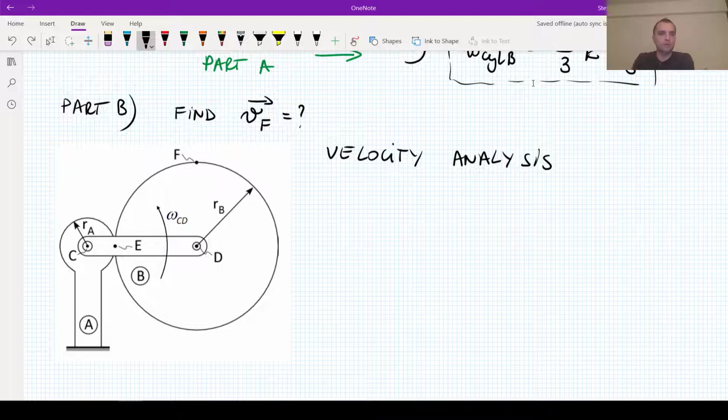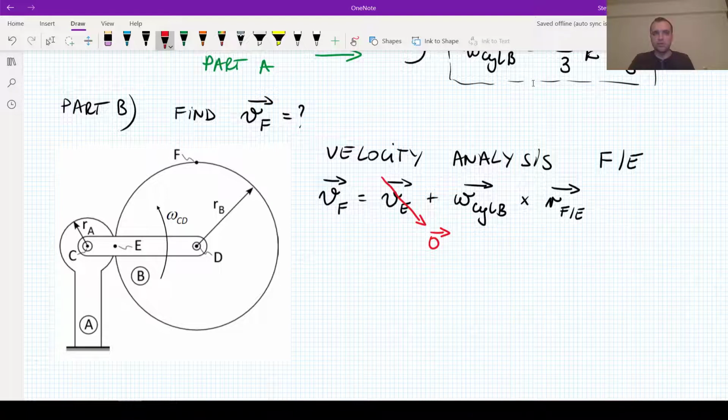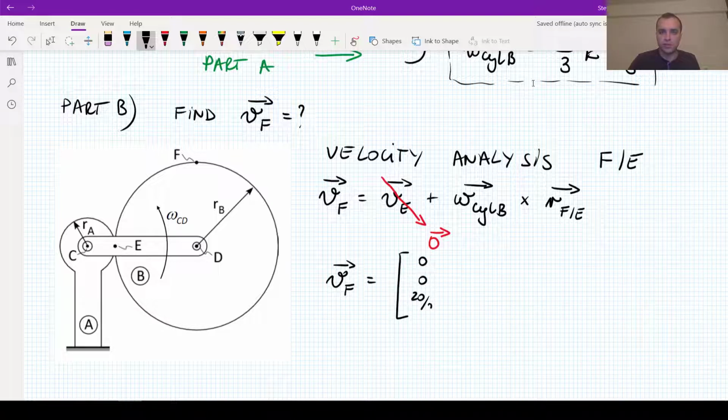All right, so if you got it right, congratulations. And if you just come here to put your notes together, the correct answer is velocity analysis between points F and E. So I would like to write velocity F is equal to velocity E plus omega cylinder B, because these 2 points belong to the cylinder, times RFE. Okay, and the choice of these 2 points is the fastest, is the best, because we already know what is velocity of point E. It's 0, for the same reason as before. And now we have to find this vector. So VF is equal to 0, 0, 20 divided by 3, I hope you remember, times this vector, this green vector.